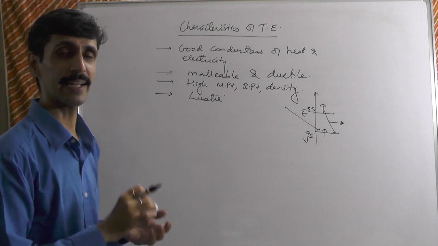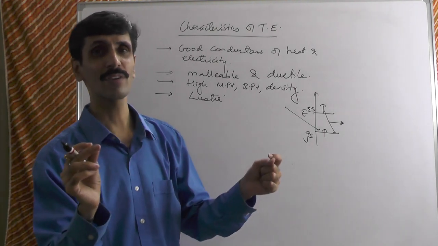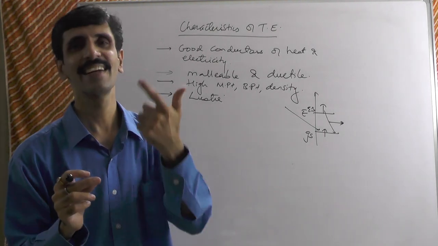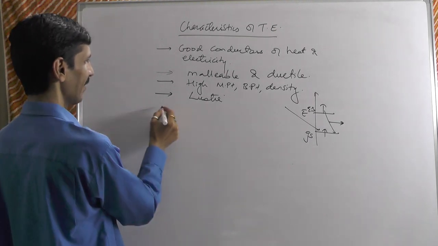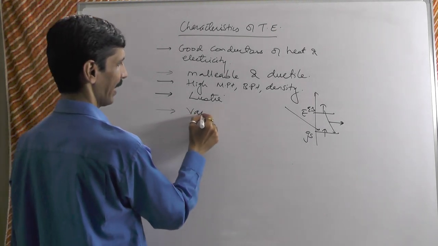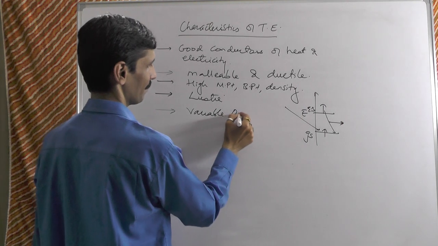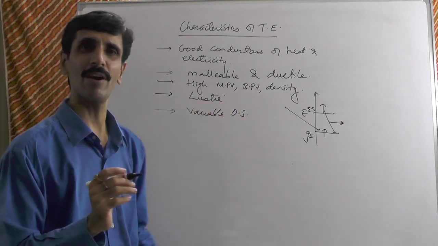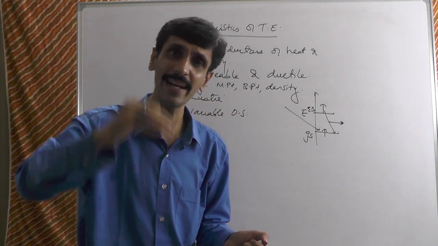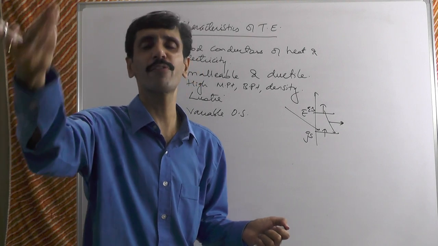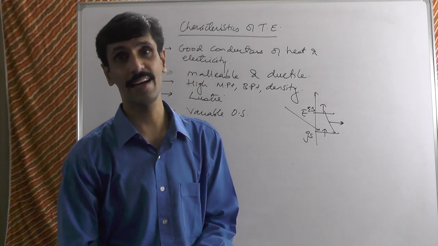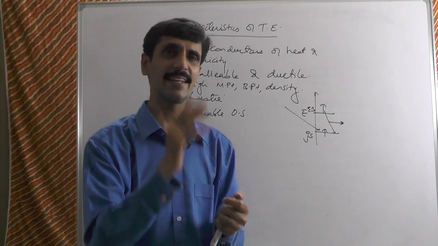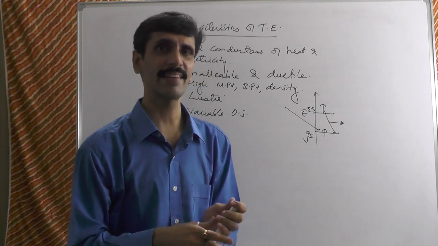ठीक है, अभी हम बात करेंगे थोड़ा सा special about which one? Yes, the transition elements, and that is they are going to show variable oxidation state. What do you mean by variable oxidation state? It means one element showing more than one different oxidation state. ये दिखाने वाले हैं. Of course, I'll be discussing in detail later on. लेकिन यहाँ पर मैं बताना चाहता हूँ आपको.